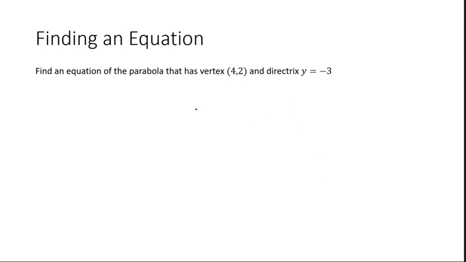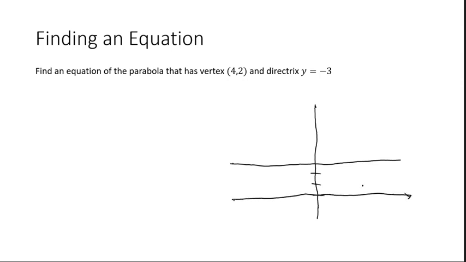Now to think through this, it's helpful maybe to graph what we know. So this is going to be helpful, I think, for most people. If you graph the directrix, y equals negative 3, that would be down here at negative 3. So this horizontal line is your directrix. And then the vertex is at 4, 2. So that'd be over here at 4, up 2, at this point.